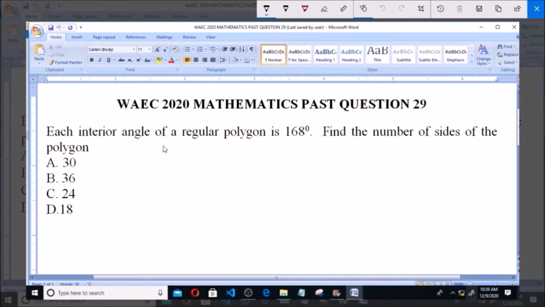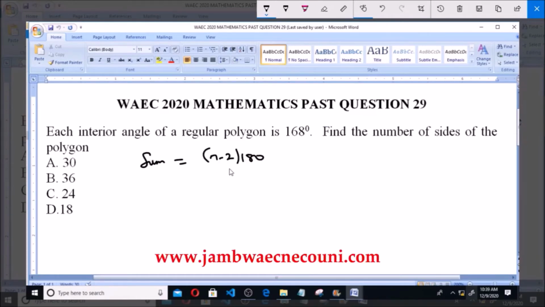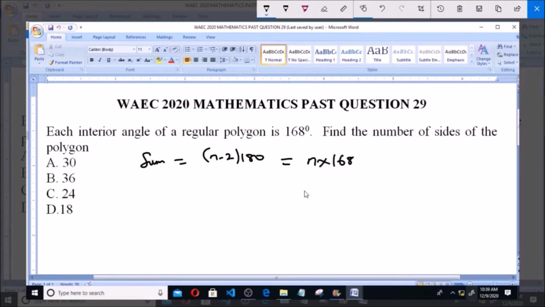Now the sum of interior angles of a polygon is equal to n minus 2 multiplied by 180. If one of the interior angles is 168 degrees, it simply means that the number of sides, n, multiplied by each interior angle, 168 degrees, will also give us the sum of the interior angles. So we can also say that the sum of the interior angles of this regular polygon is equal to n multiplied by 168.